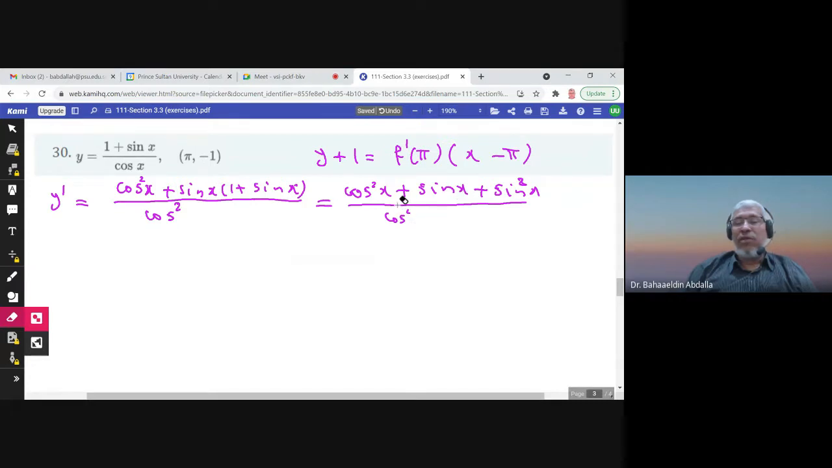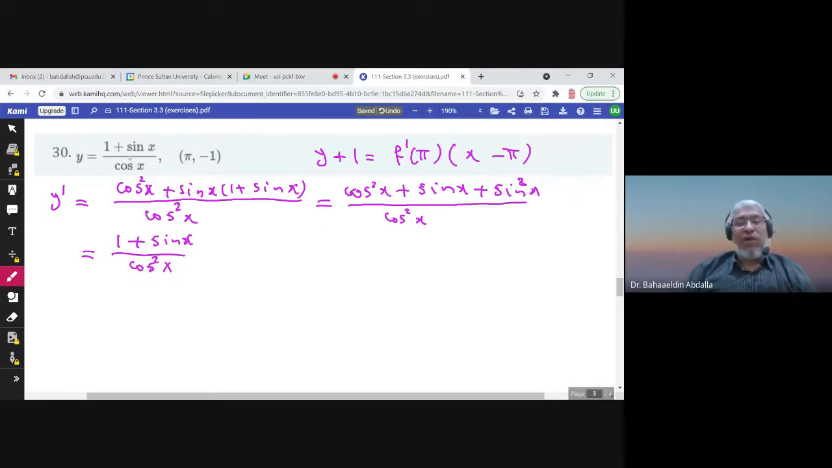Everything is x. Okay, no theta here. So cosine square x, cosine square x. Sine square plus cosine square is 1. So I have 1 plus sine x in the numerator and cosine square x in the denominator. I think this is beautiful.